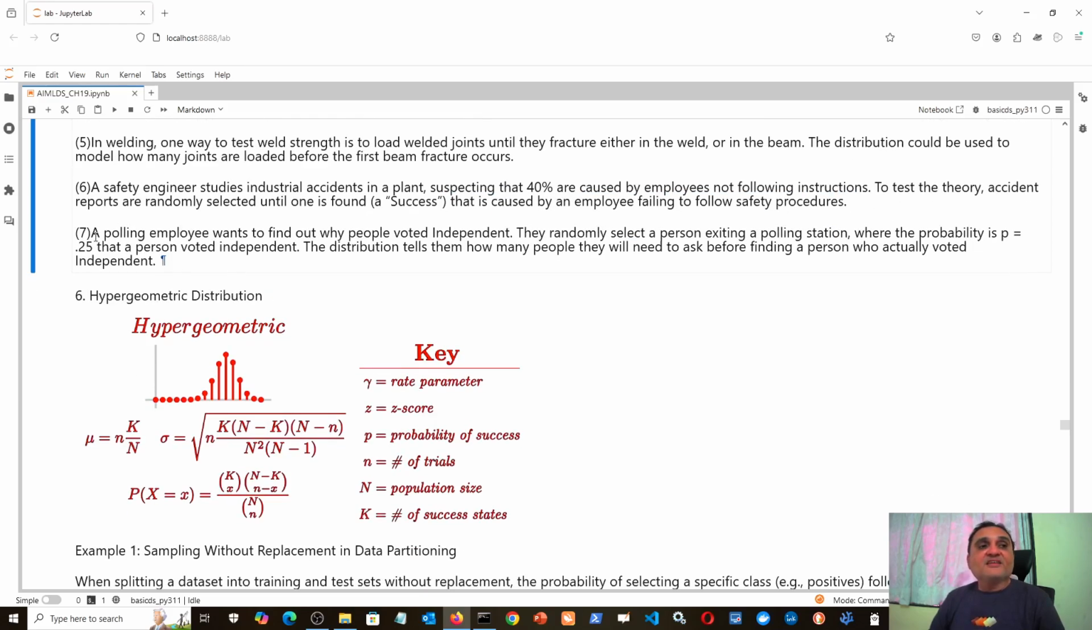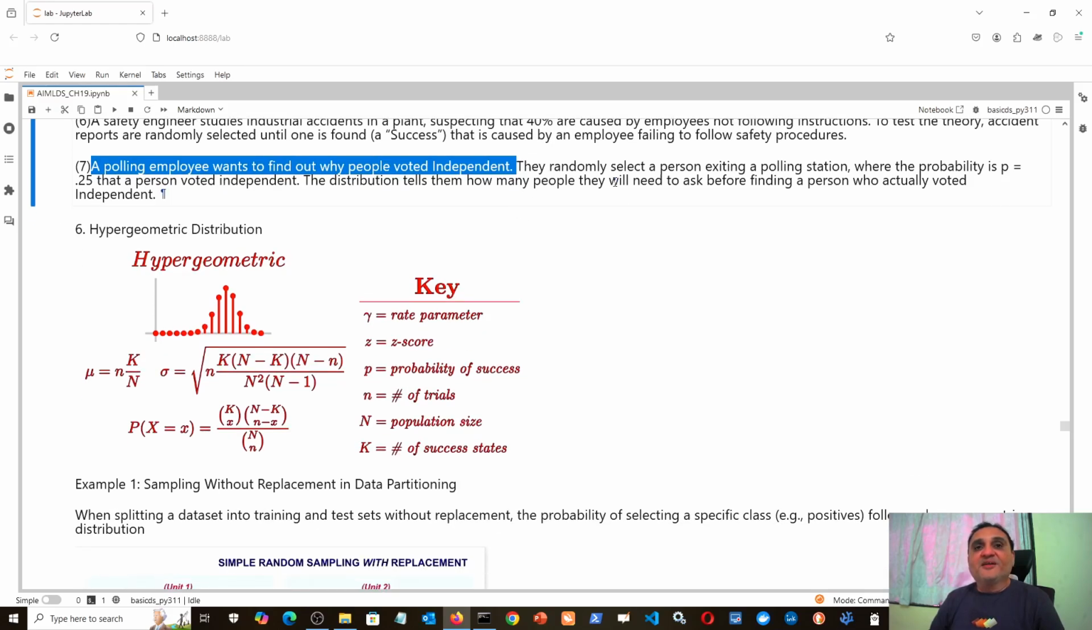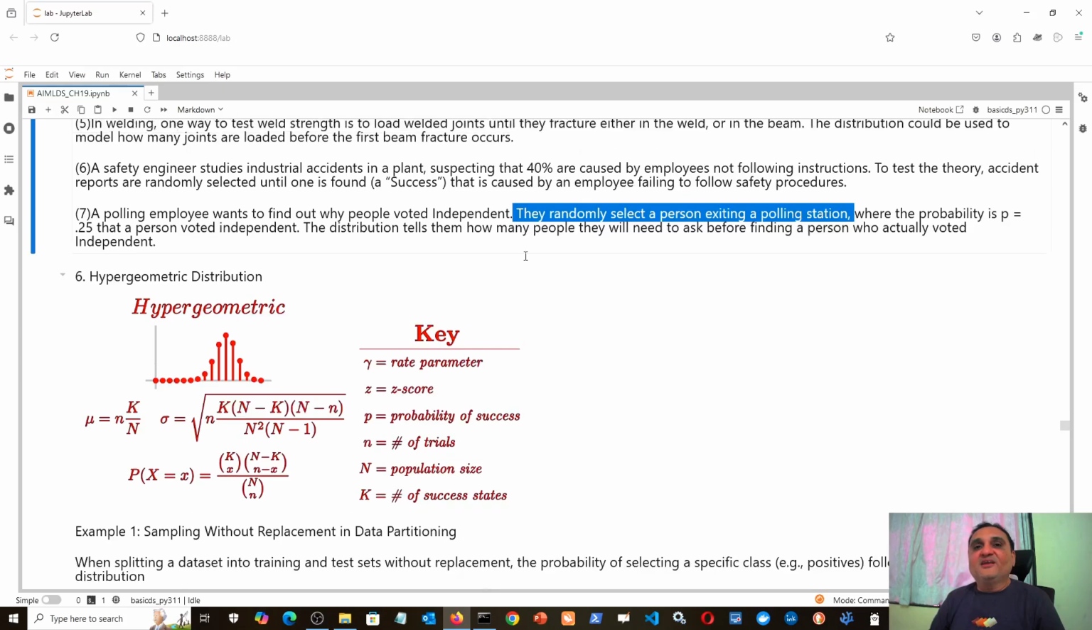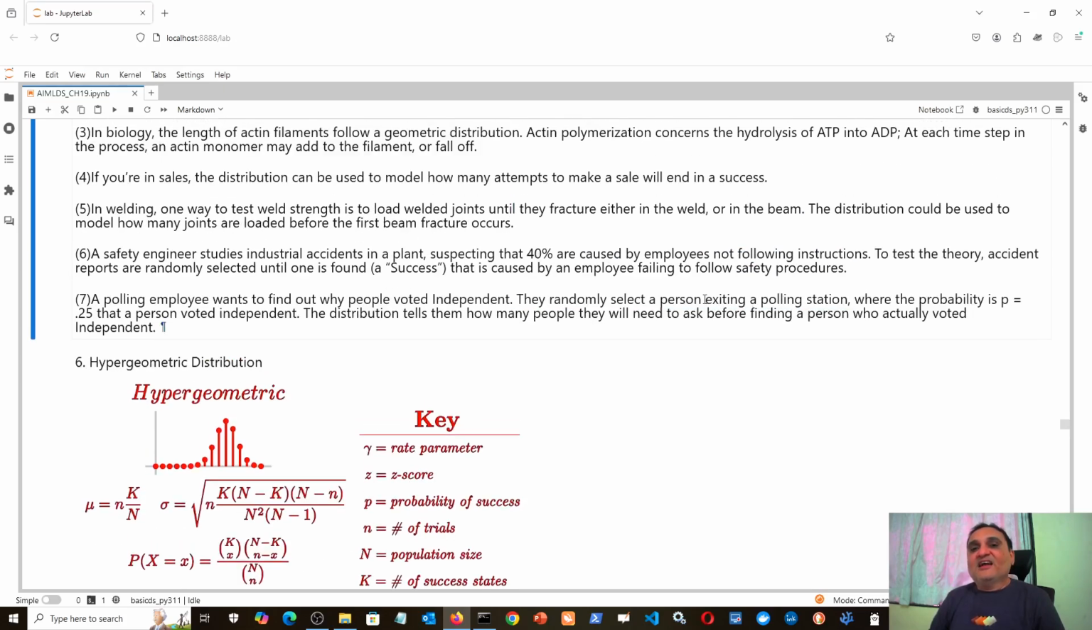Correct. Now similarly, there is a psephologist, a polling analyst, who wants to find out how many people voted for the independent candidate, and for that he will just randomly go. That is what is called an exit poll. He will randomly go to a polling station and ask random people who are exiting after polling: Did you vote for the independent candidate?